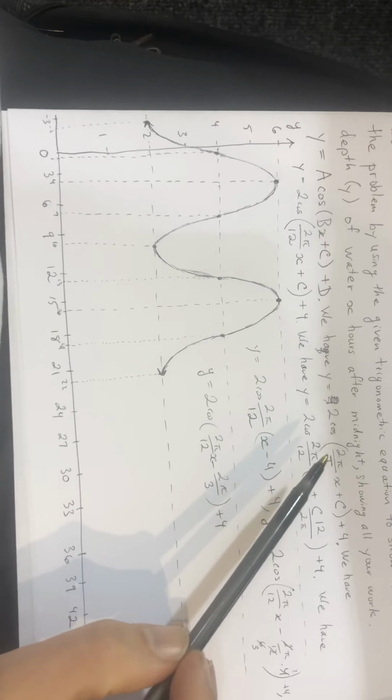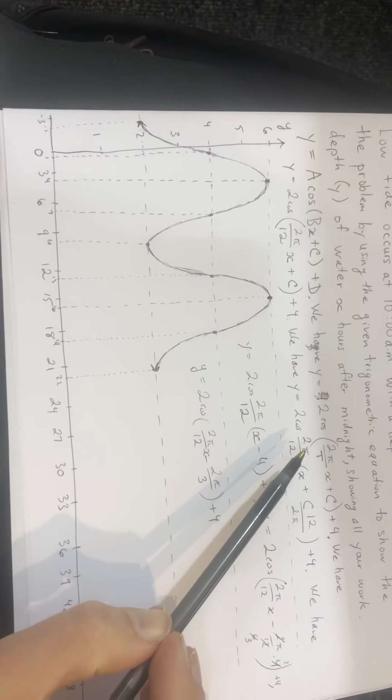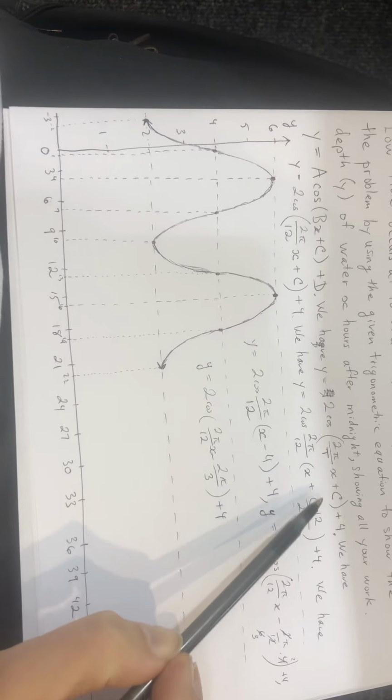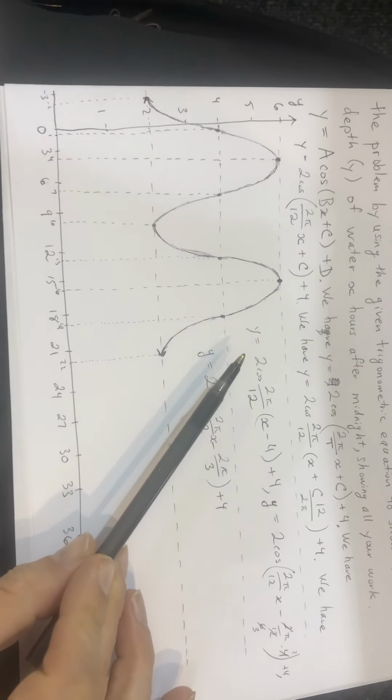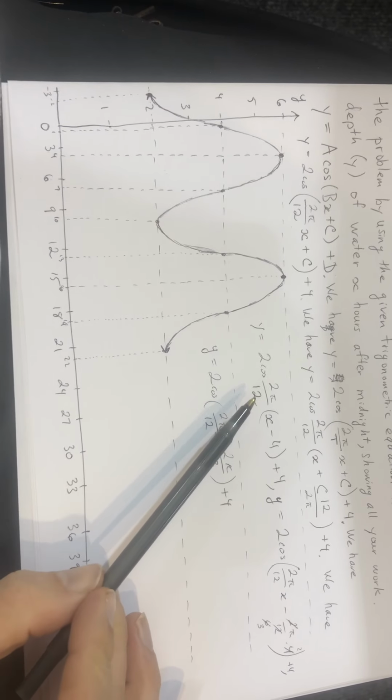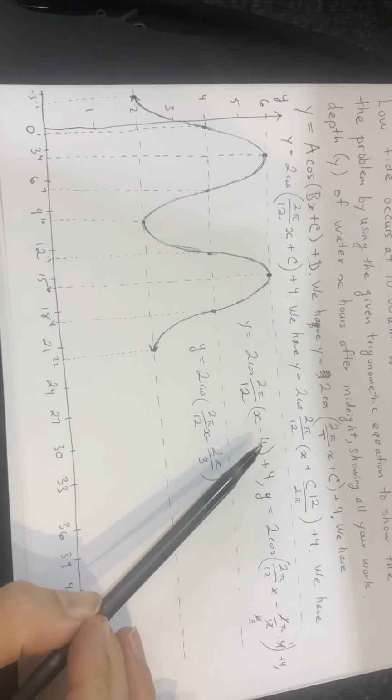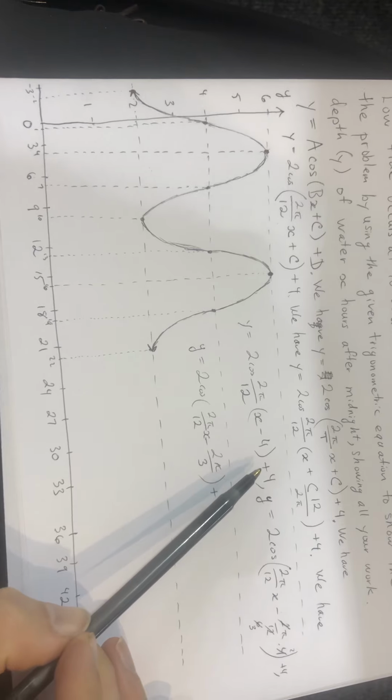We can check it, because if we multiply this 2 pi through by the distributive law, we'll get back to c. Okay, we have y is equal to 2 times the cosine of 2 pi over 12 times x minus 4 plus 4.